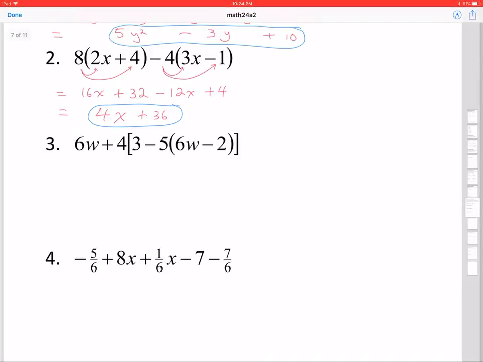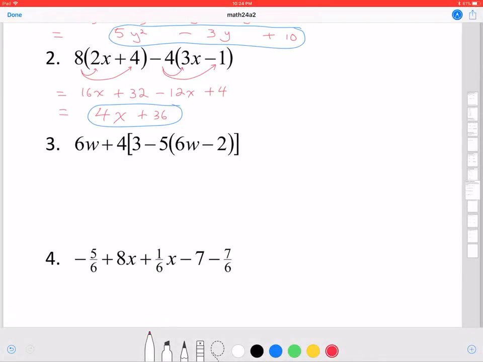Number 3, we have brackets and also parentheses inside the bracket. Hope you remember when you're doing a PEMDAS problem, you have to work from inside out. So we have to go ahead and do this distributive property. We have to distribute negative 5 first. All right, so let's begin. 6w plus 4 times 3. I know those haven't been used, but I still write those down. It just keeps me more focused as to what I'm doing next. So minus 5 times 6 is negative 30w. Negative 5 times negative 2 is plus 10.